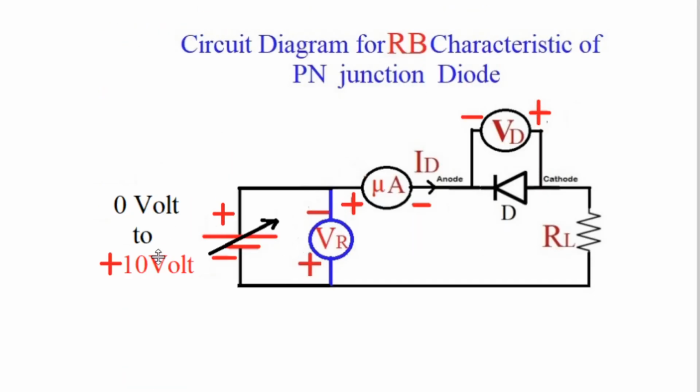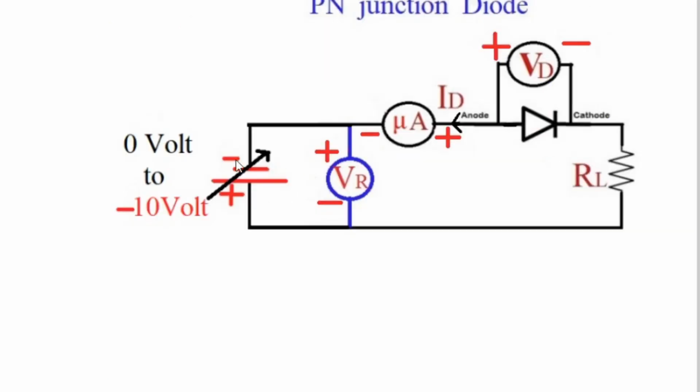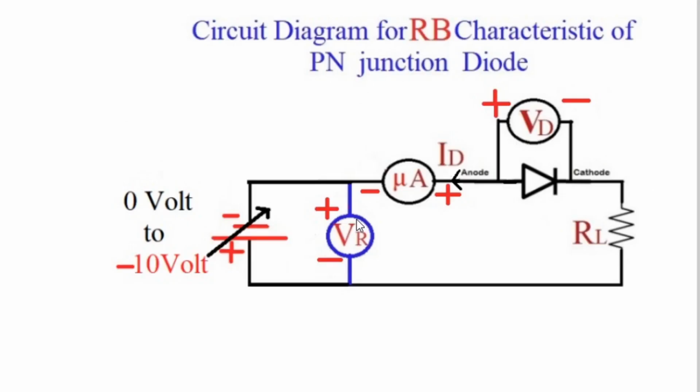Previously we were saying 0 to 10 volt because the upper terminal is plus and the lower is minus, and we were connecting the voltmeter in reverse direction, the negative of the voltmeter to positive and positive to negative. And now here, we are only changing the polarity of the battery. Upper is plus, lower is minus; now upper is minus, lower is plus. Therefore we are saying it is 0 to minus 10. And while connecting the voltmeter, we connect in reverse direction because we are going to study what? Reverse bias characteristics. This is a very simple thing.